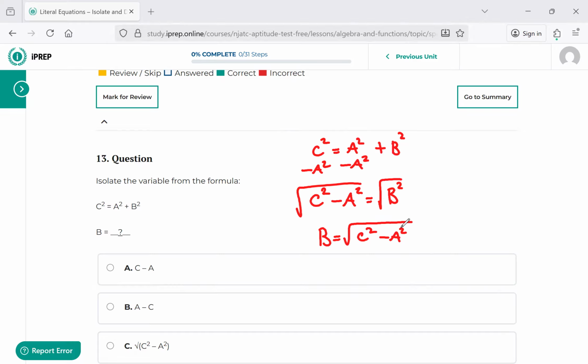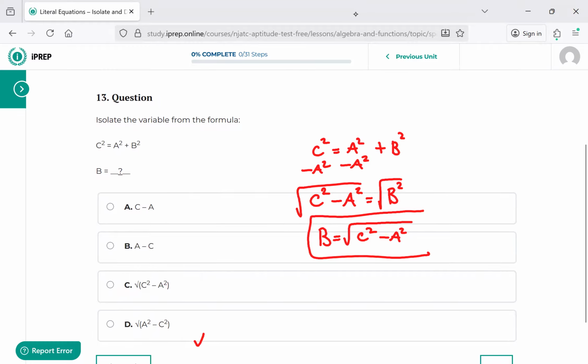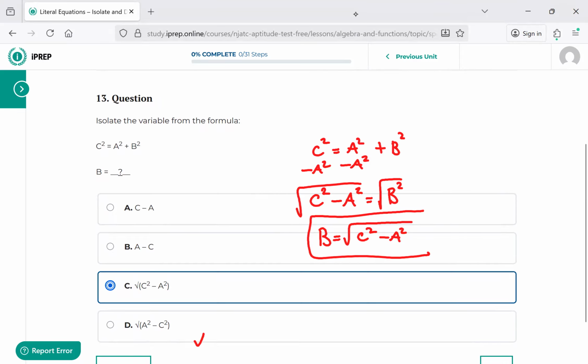And I know what you're thinking. Why don't we just take the square root of c squared? We can't do that because there's a minus. Can we factor anything between the c and the a? No. So this is my final answer. So that would be, I think, letter C. Wait, what is D? No, D is wrong because our a is positive. I mean, our a is negative, not positive. So it has to be C.